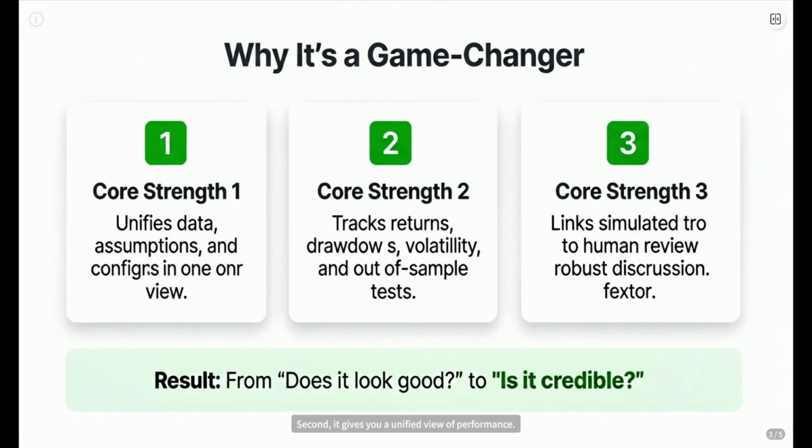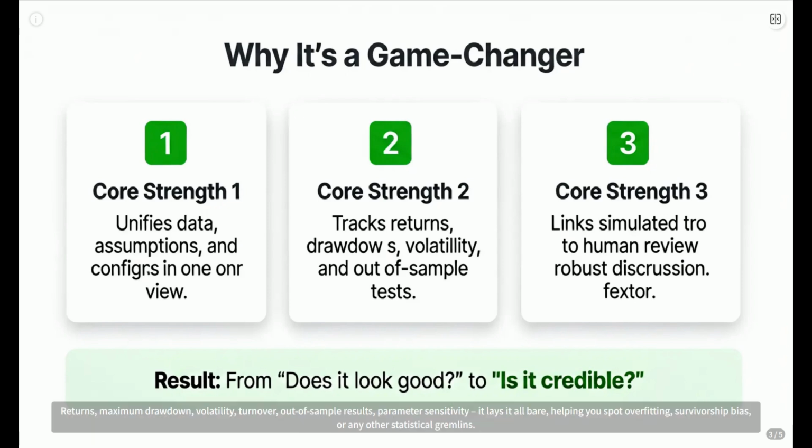Second, it gives you a unified view of performance. Returns, maximum drawdown, volatility, turnover, out-of-sample results, parameter sensitivity, it lays it all bare, helping you spot overfitting, survivorship bias, or any other statistical gremlins.